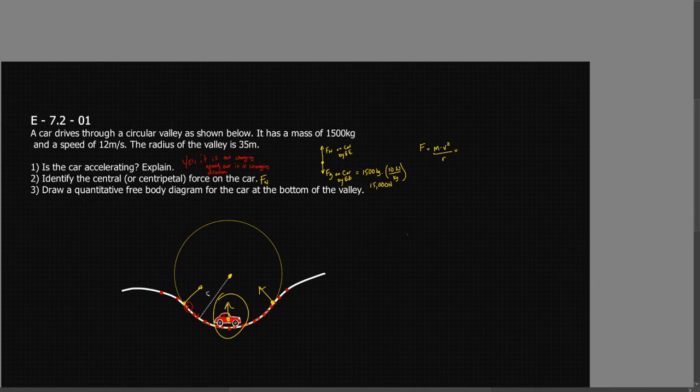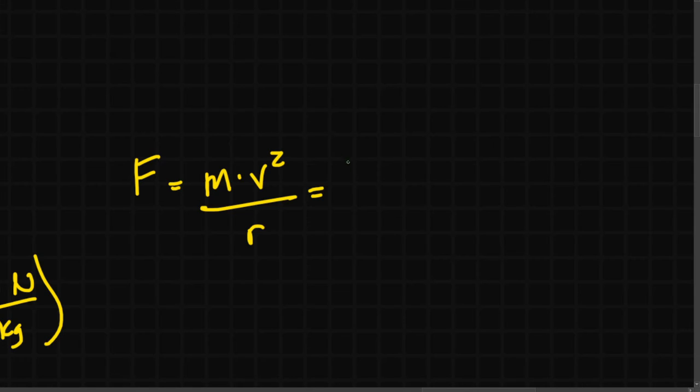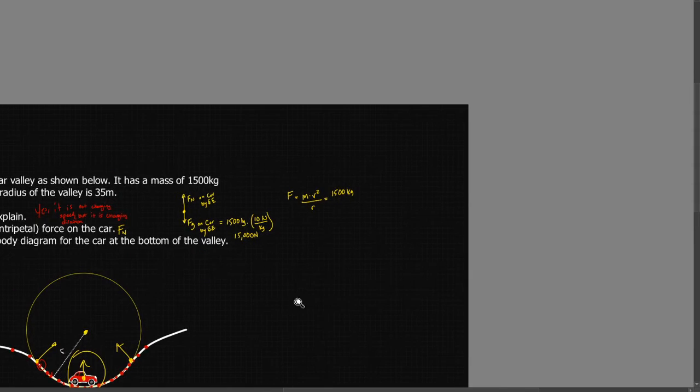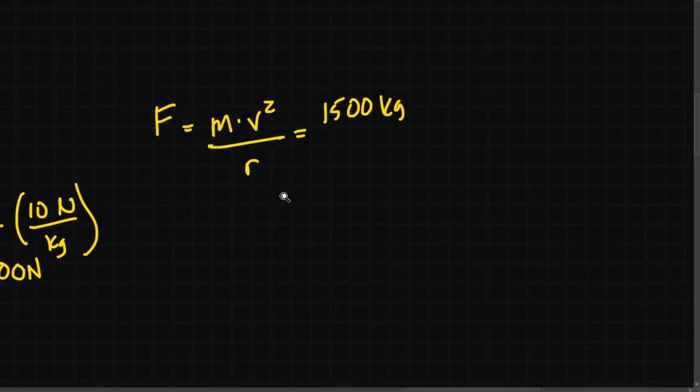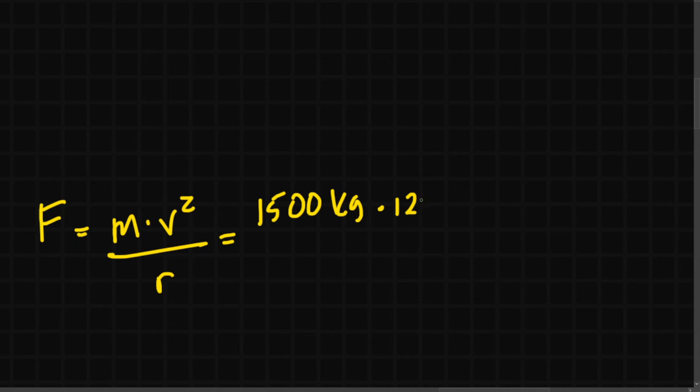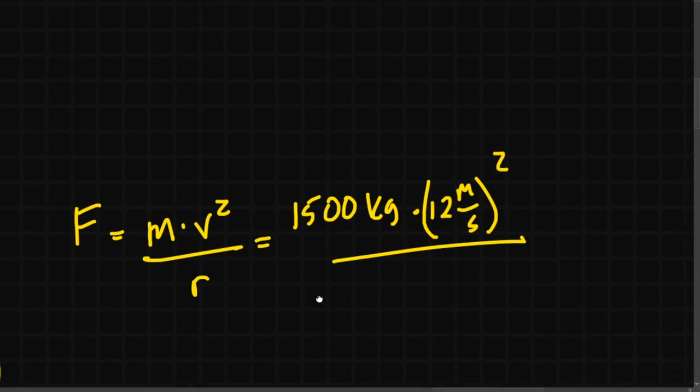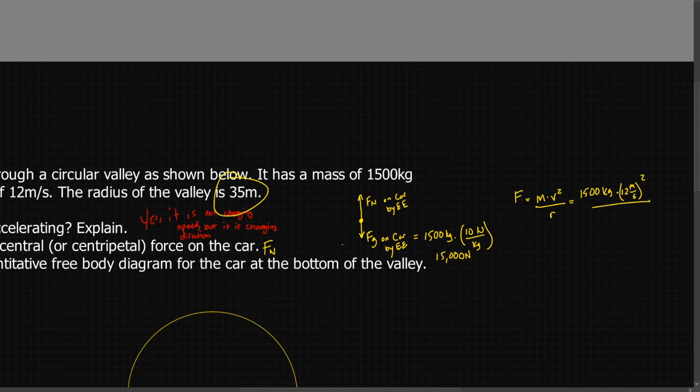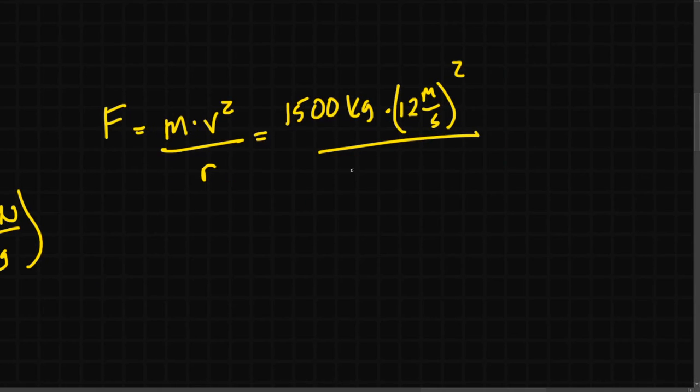So let's look at this. The mass is 1,500 kilograms. The velocity is 12 meters per second, but we got to square it. Divided by the radius. Radius was 35 meters. This is a 35-meter radius circle. All right, so I'm going to go ahead, start with the calculator that you guys can't see, and run through this real fast.